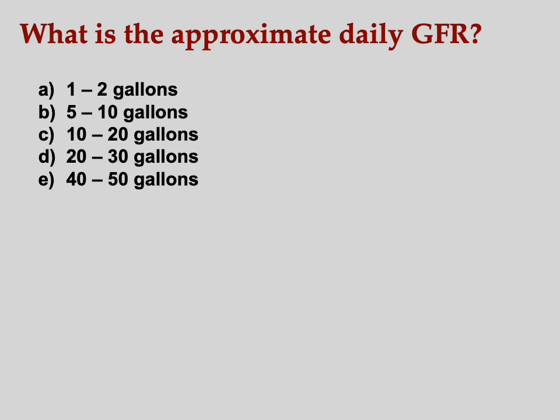Okay, what's the approximate daily GFR? 1 to 2 gallons, 5 to 10, 10 to 20, 20 to 30, 40 to 50. You should know this. 40 to 50.